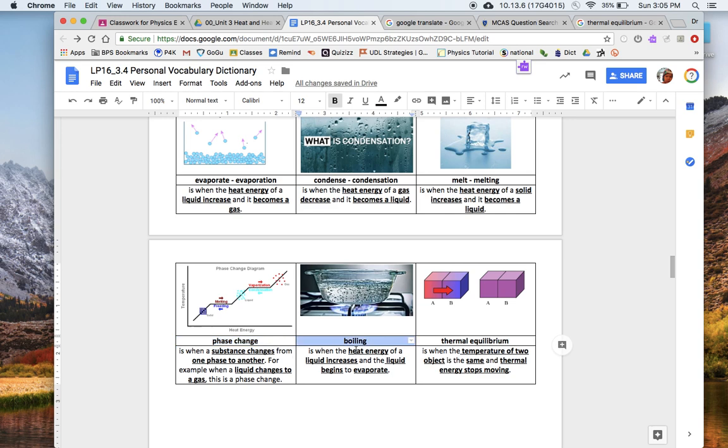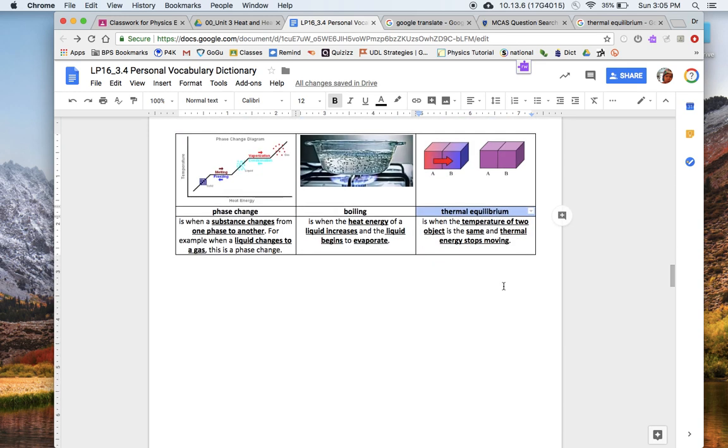And boiling. This is heat energy of a liquid. When it increases and the liquid starts to boil, it actually begins evaporating. And last, we're going to review thermal equilibrium. This is when the temperature of two objects is the same, and when it's the same, the heat stops moving.